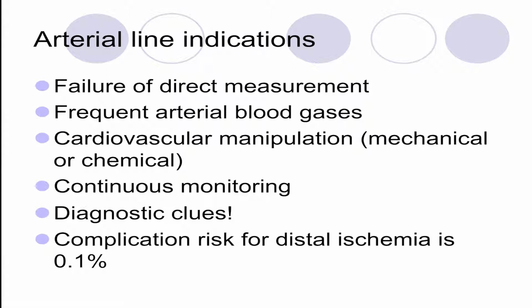Just as a side note, the complication risk for distal ischemia from the placement of an art line is 0.1%, which seems very, very low. But that's the 1 in 1,000 patient that will lose fingers, and you place enough of them and patients will lose fingers. So it's just a reminder that we're very quick to say, let's put in an art line. People do suffer complications from these, not just infection, and we have had patients that have lost fingers from the ischemia.